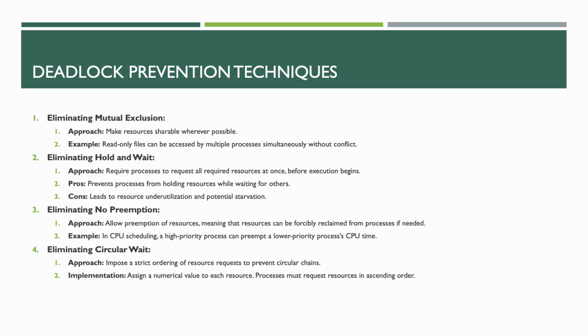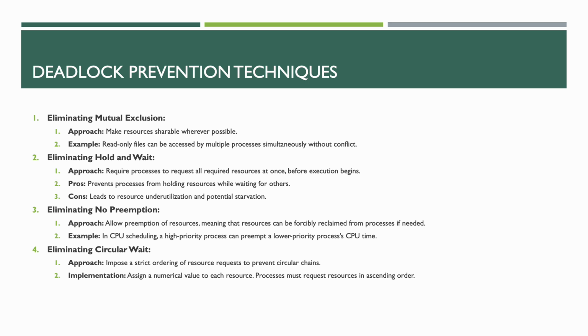So what are the prevention techniques for deadlock? Deadlock prevention focuses on ensuring that at least one of the Coffman conditions, mutual exclusion, hold and wait, no preemption, circular wait, does not hold, thereby avoiding deadlocks entirely.